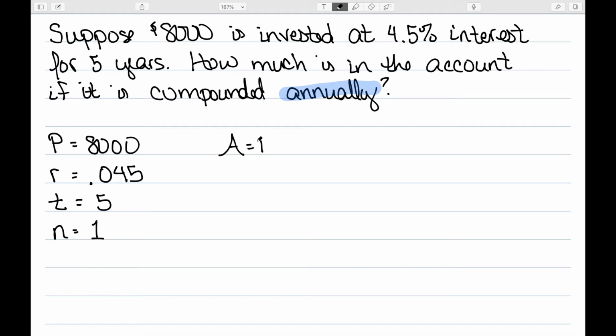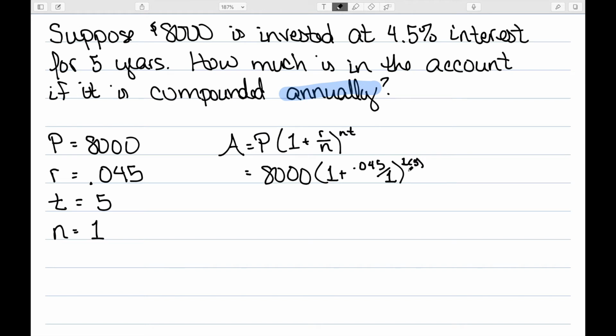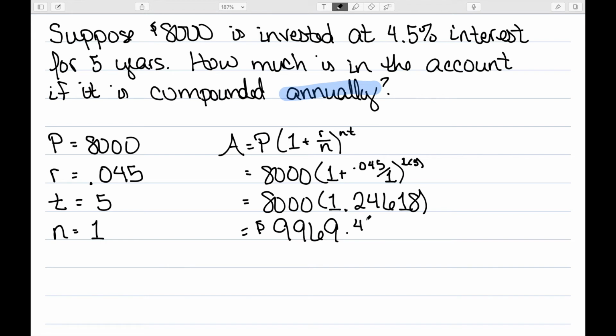My formula said A equal to P times 1 plus R over N to the NT. So this will be 8,000 times 1 plus 0.045 over 1 raised to the 1 times 5 power. This is the same thing as 8,000 times 1.24618, which comes out to that we would have $9,969.46 if this was compounded annually.